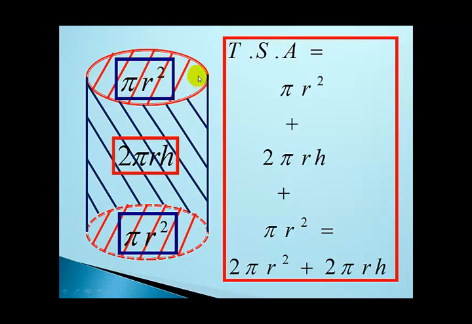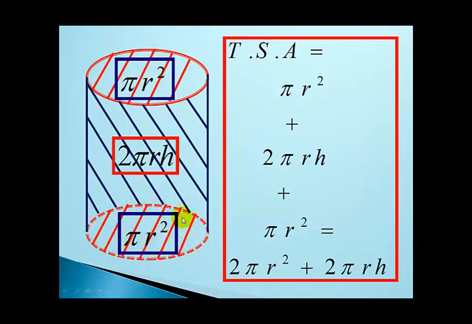Now let's consider the cylinder as shown. We have one circular end at the top, and we know that area of a circle is equal to pi R square. That means that the area of the circular end at the top is equal to pi R square. Now the blue shaded region is the curved surface area of the cylinder, and it is given by 2 pi RH. We also have a circular end at the bottom, and because area of a circle equals pi R square, that means that area of the circular end at the bottom is also pi R square.